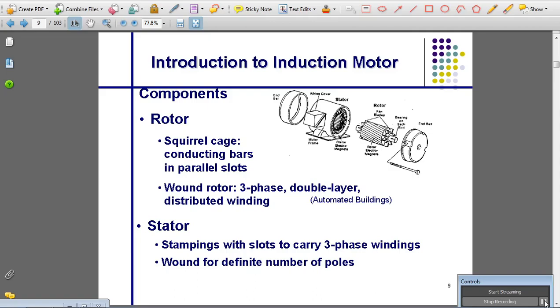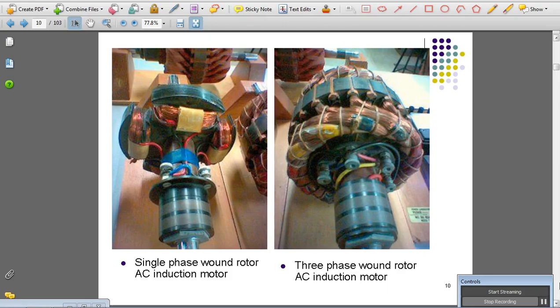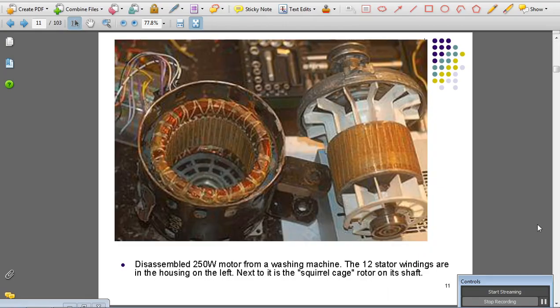Okay, as you can see here, this is the figure of the construction of a single-phase and three-phase wound rotor of an induction motor. Okay, this is the figure of the motor used in a washing machine. On the left side is the stator and on the right side is the squirrel cage rotor.